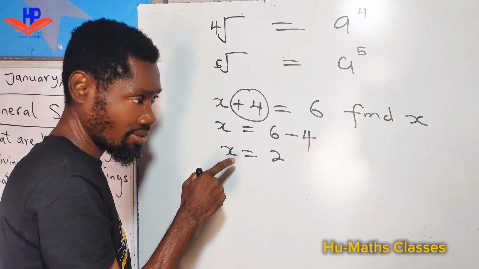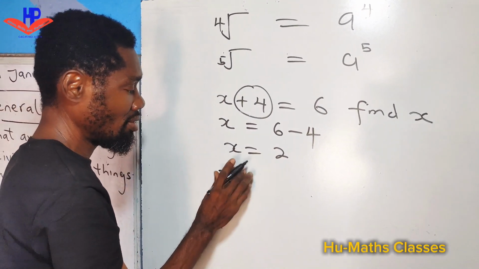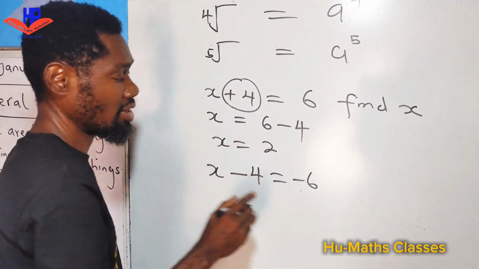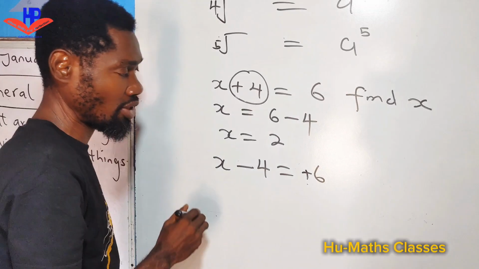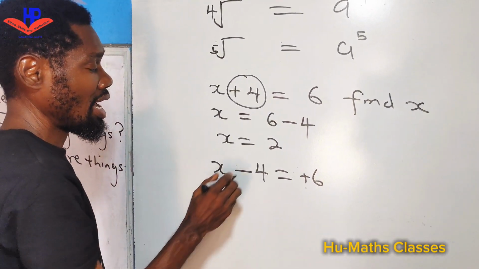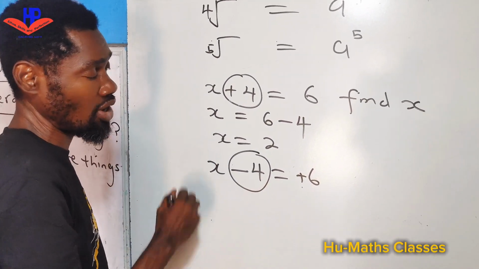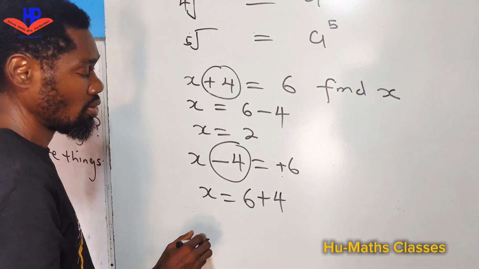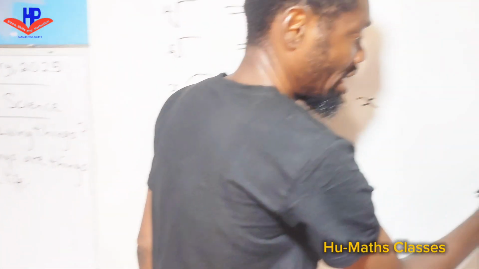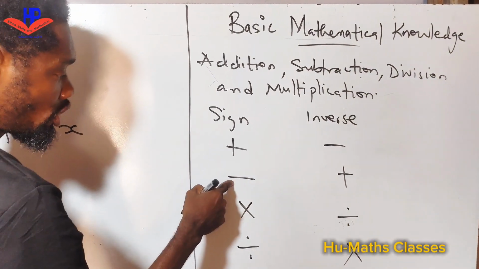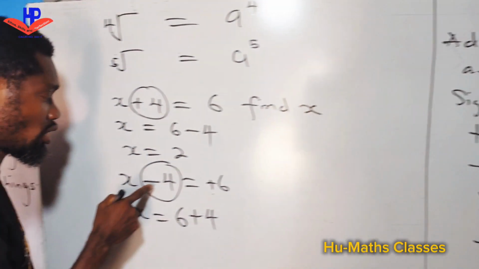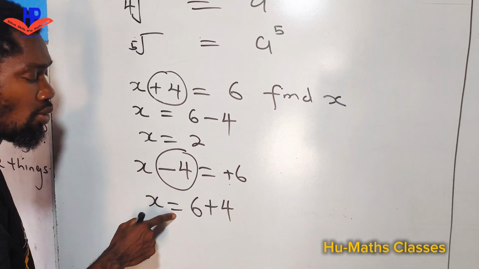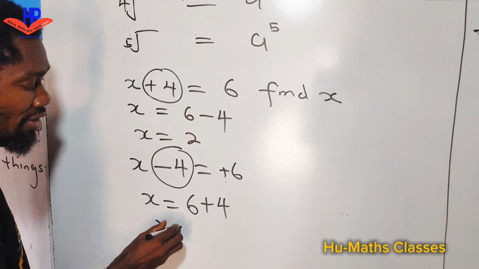Can you see that? If you have x minus 4 is equal to plus 6, and I want this barrier minus 4 to leave to the other part of the equation, x will be equal to 6 plus 4 because it's minus, and I said the inverse of minus is plus. The opposite of minus is plus. Now that we have minus 4 leaving to the other part of the equation, it will become plus 4. So our x will be equal to 6 plus 4, and that will give us 10.